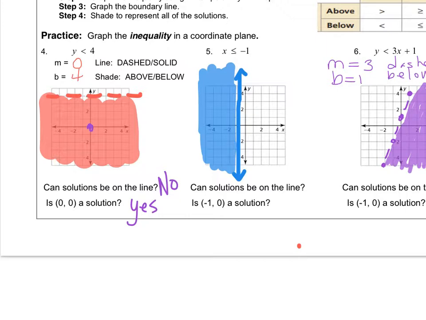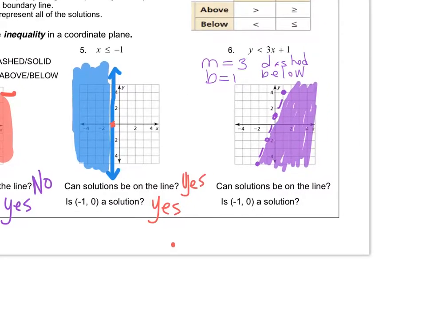Okay, number 5 is a solid line. So yes, our solutions can be on the solid line. Anything on that line is a solution. Then it asks, is negative 1, 0 a solution? Well, negative 1, 0 is on the line. So yes, it is a solution.